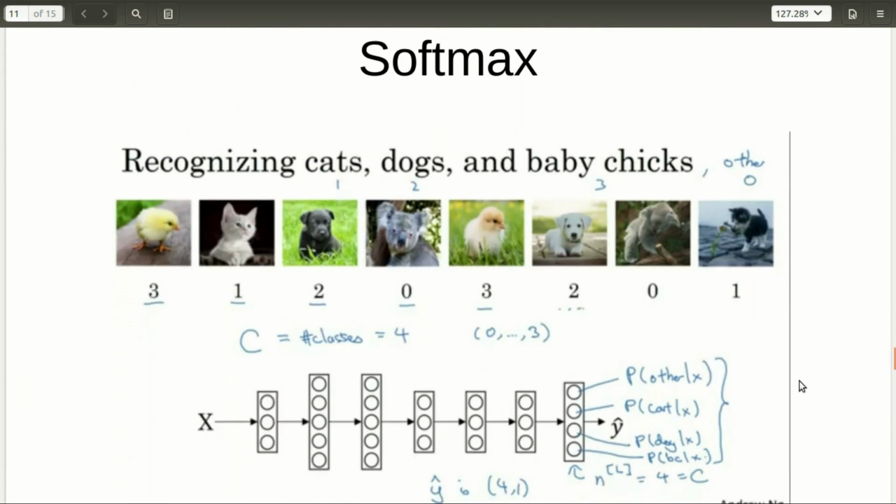So let's talk about one important aspect, softmax. It's often used in multinomial logistic regression.